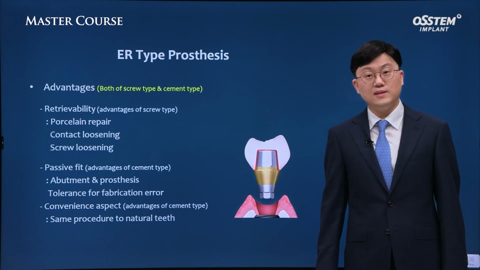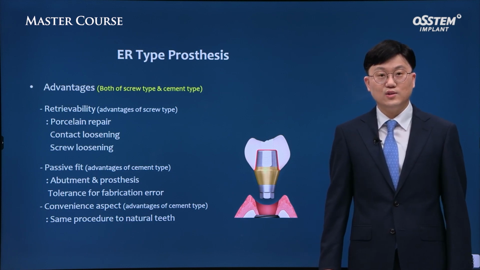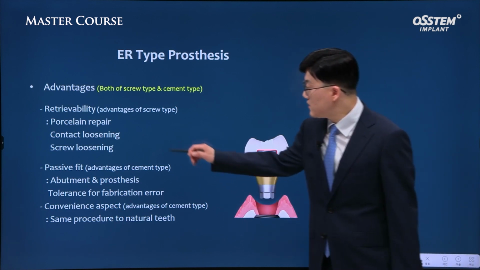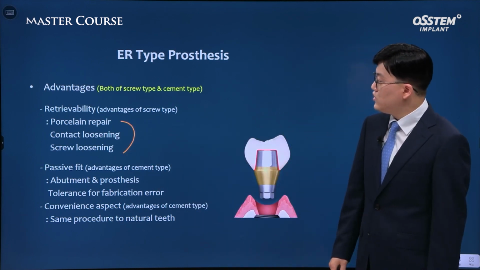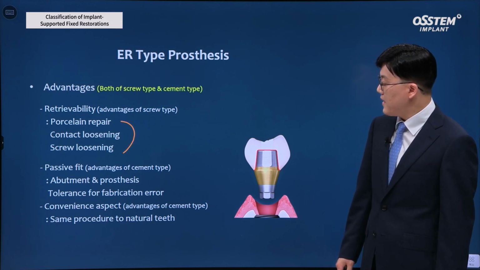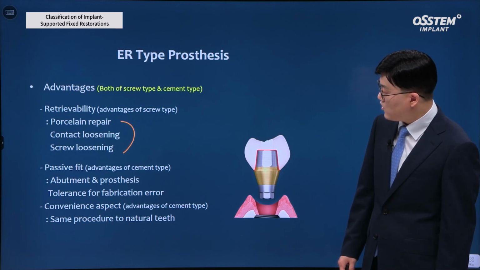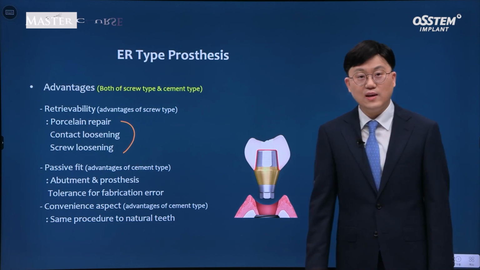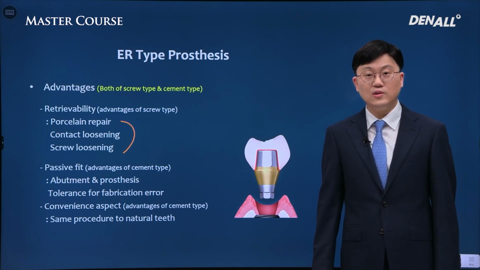ER-type prosthesis is combination of advantages of screw-type and cement-type prosthesis. The advantage of screw-type prosthesis is that porcelain repair, contact loosening, and screw loosening can be resolved very easily. On the other hand, it is easy to get passive fit, and prosthodontic treatment can proceed in a similar way as you do with natural teeth, just like cement type. So it's quite convenient.